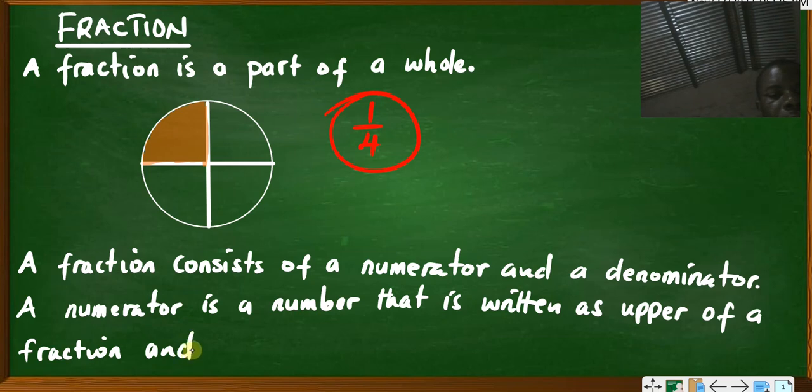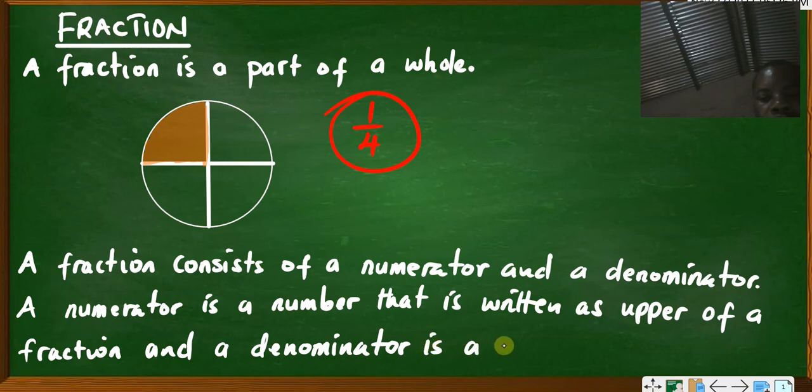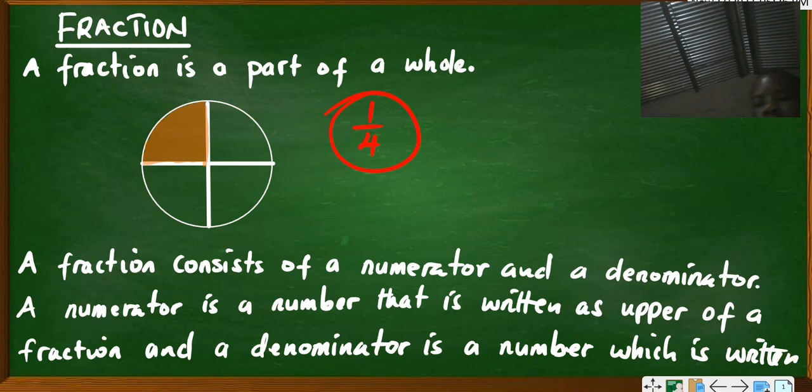And a denominator is a number which is written, let me just progress to the next page, which is written as the lower number.